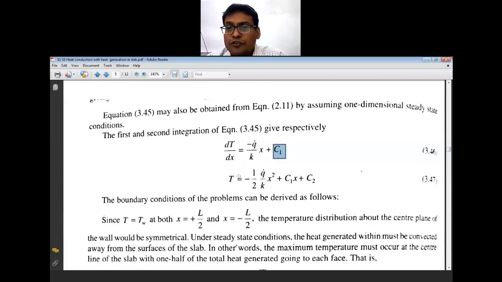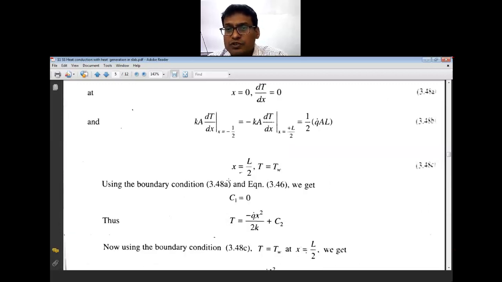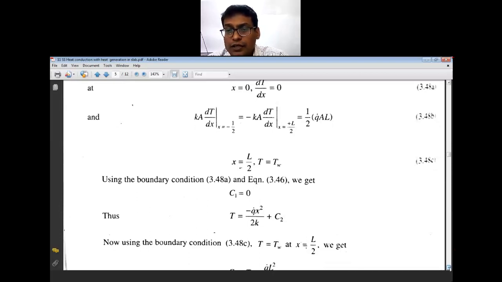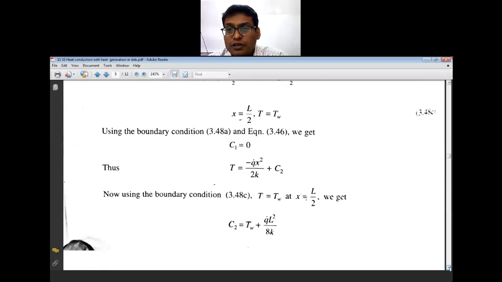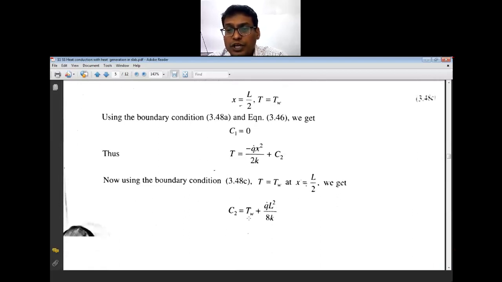And then substituting x equal to L by 2, where the temperature is Tw. Substitute this in the above equation so that you get T equal to minus q dot x square upon 2k plus C2. On further simplification, C2 becomes equal to Tw plus q dot L square upon 8k.